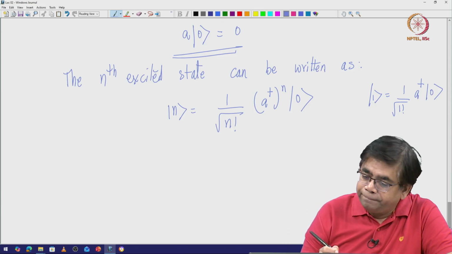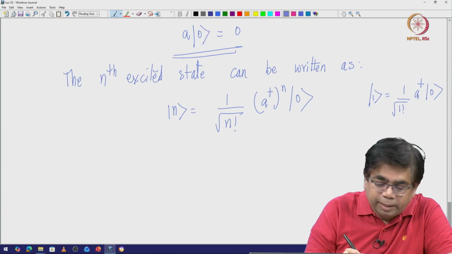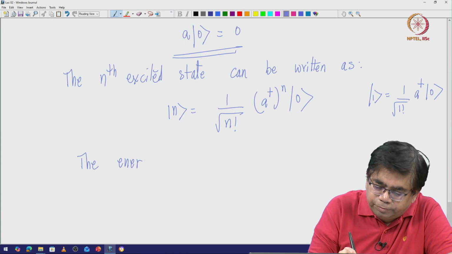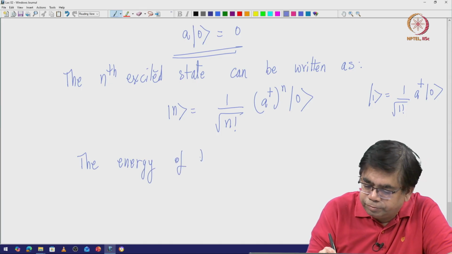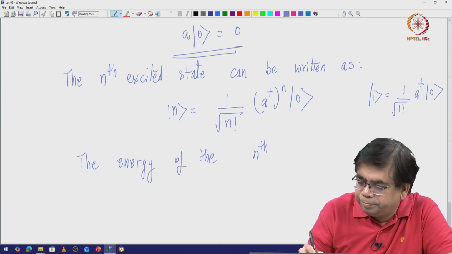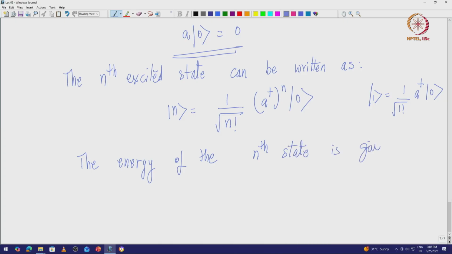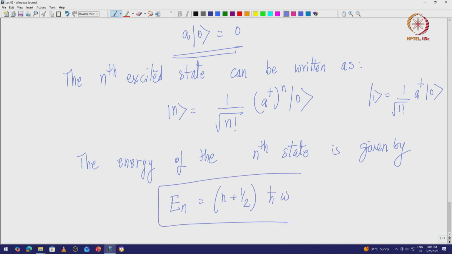The energy of the nth state is given by E n equal to n plus half times h cross omega. Of course, you all remember these formulas, I am sure you all remember these formulas.